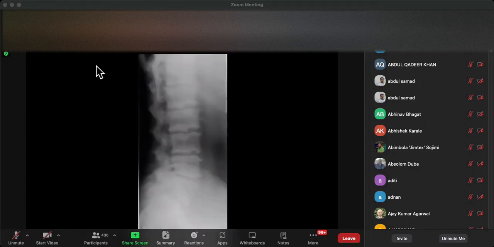How do you describe that spine? Yeah, rugged Jersey spine. So alternating bands of sclerosis and normal low density. Renal osteodystrophy. So it's a combination of hyperparathyroidism and osteomalacia. Rugged Jersey spine.